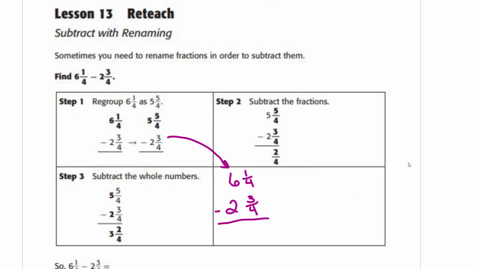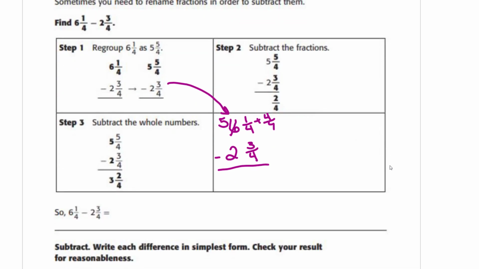So, we're going to take a look at this. Good news is we do have common denominators, so we don't need to do anything there. But I cannot take 3 out of 1. So what I am doing here, and that is what they are doing up there, is we are regrouping. We are borrowing a whole. So I'm going to cross that off and make it a 5. Well, what does a whole number look like as a fraction? The numerator and the denominator are the same. So what we've done is we've added 4 4s.